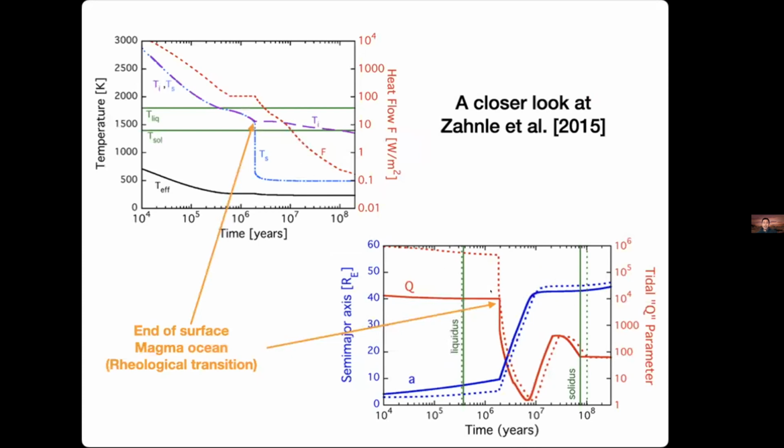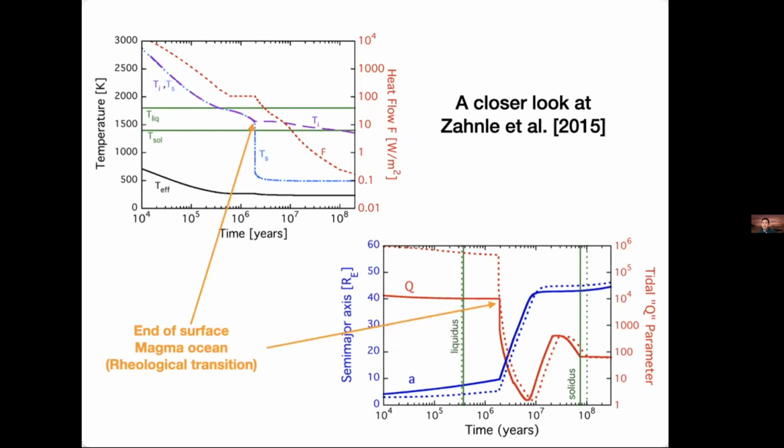When this happens, tidal Q goes down substantially, meaning that there is significant tidal dissipation. And this tidal heating helps slow down the cooling of the magma ocean. And this results in a few million years of significant tidal dissipation, and the moon recedes to as much as 40 Earth radii.